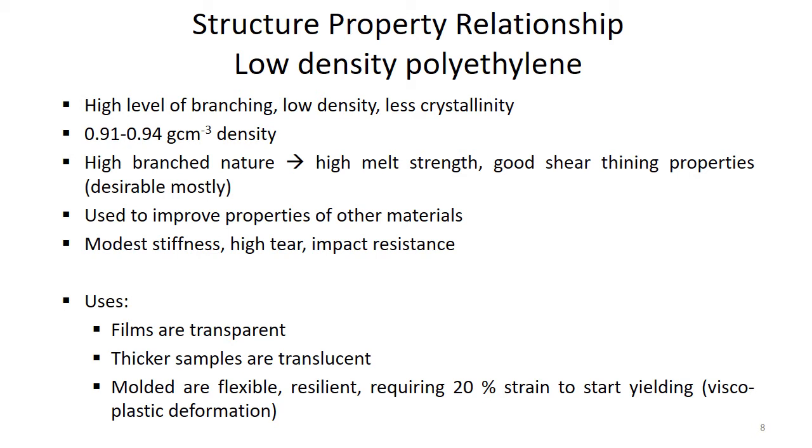But what does it mean? It means that they are 3 mm thick, but light can still pass through them and we can still read a printed page. Molded items are flexible and resilient, requiring strains of almost 20% or more to initiate yielding. Yielding is the process in polymers, and it also happens in steel, of viscoplastic deformation. This is the sort of deformation that is accompanied by viscosity changes too.